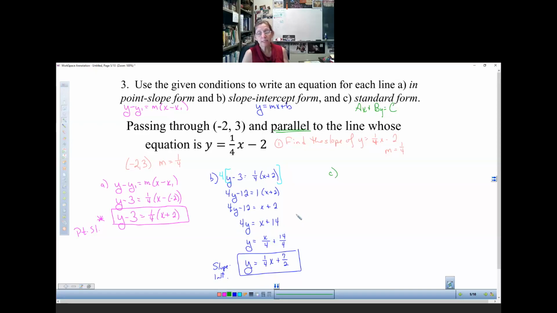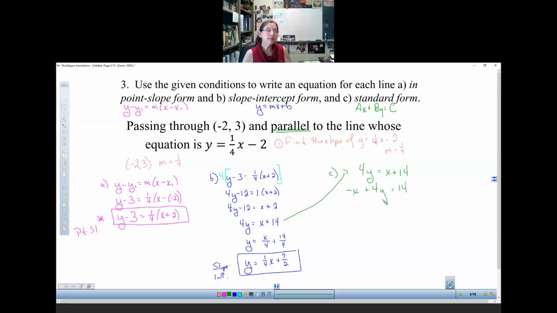So I'm going to take this part right here, and that's what I'm going to start with because you've already done the hard work. You got rid of the fractions, right? So now, in order to get this, I have to have x's and y's equal to c. So I'm going to subtract x from both sides. That gives me negative x plus 4y is equal to 14.